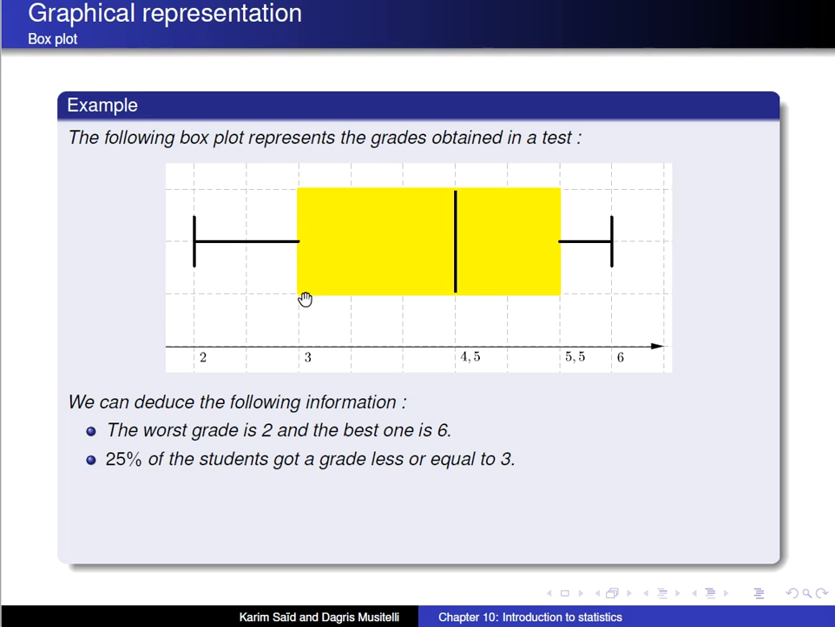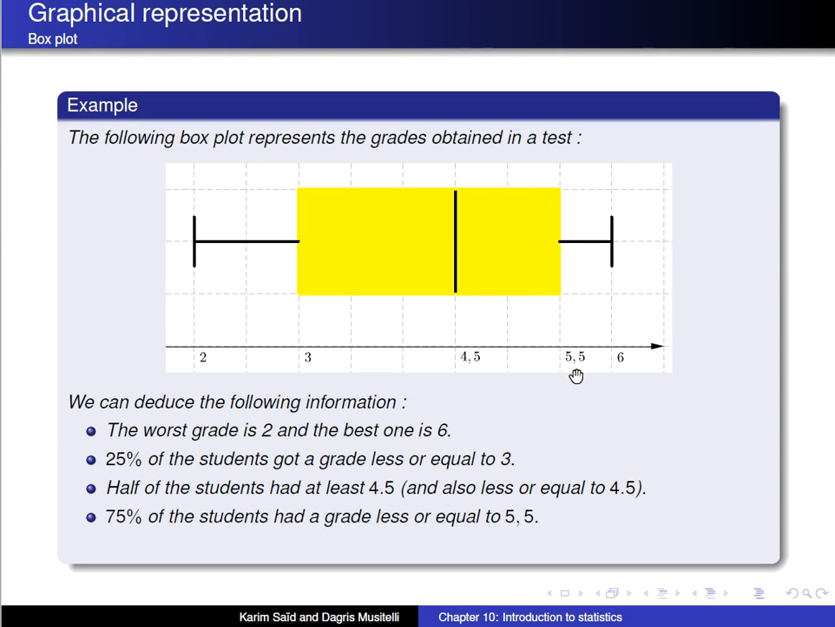As the beginning of the box is Q1, the first quartile, it means I have 25% of the data here. So it means that 25% of the students got a grade less than or equal to 3. So I have 25% of the people here and 75% there. Knowing that the median is 4.5, I know that half of my students got a grade less than or equal to 4.5. And on the other hand, 50% of my students had a grade greater than or equal to 4.5.